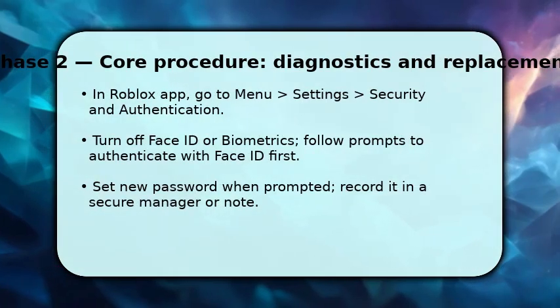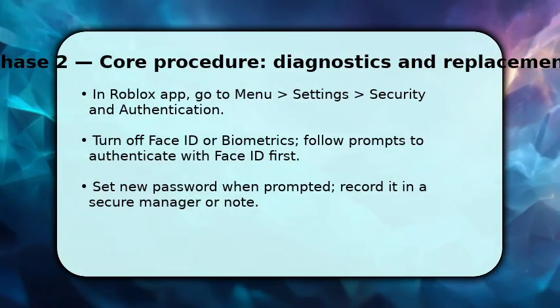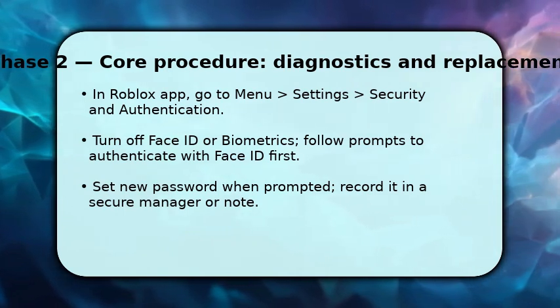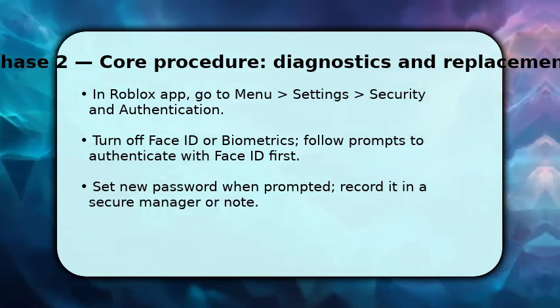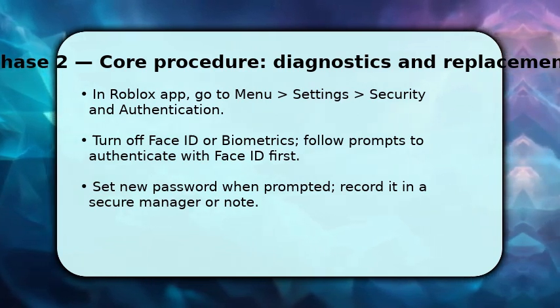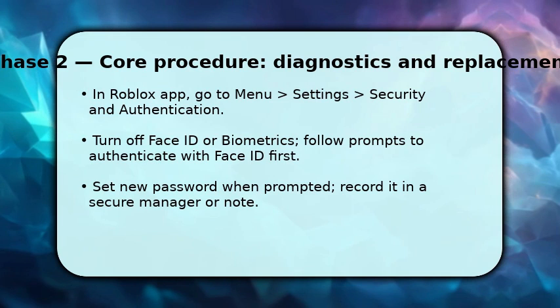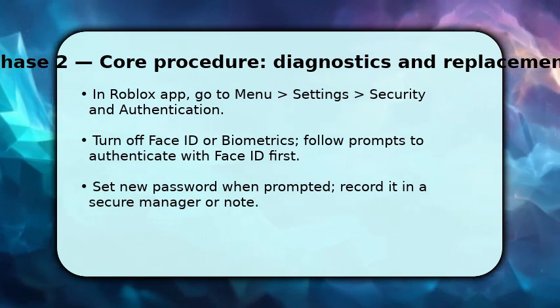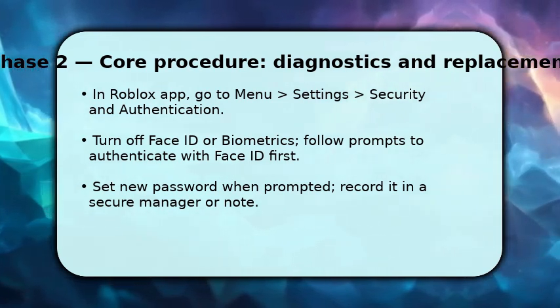Next, navigate Settings Security and Authentication and locate the Face ID toggle. You must authenticate with Face ID to change this, so allow the biometric check. Once disabled, the app will prompt you to create or confirm a password. Enter your prepared strong password and save.